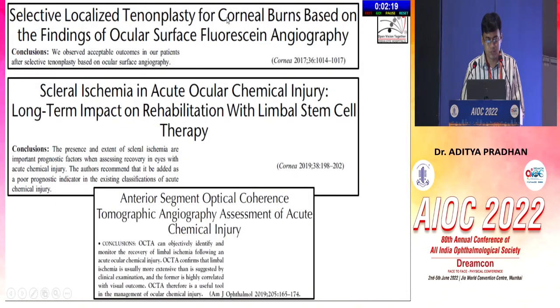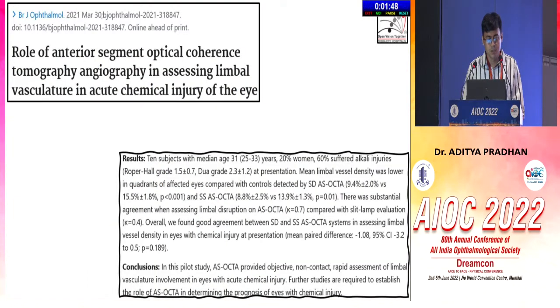So we still don't have an objective classification system which covers all the aspects, especially the scleral part of it. Now we move on to the new kid on the block, the application of OCTA, that is OCT angiography, to the anterior segment. Our vitreoretinal colleagues are very familiar with this diagnostic modality. For us, it is quite new. It can be used to prognosticate the injury in the acute stage and then decide whether you need more invasive procedures like AMT or tenonplasty to establish vascularity on the surface. This article has shown that AS-OCT angiography is an objective, non-contact and rapid assessment of limbal vasculature.